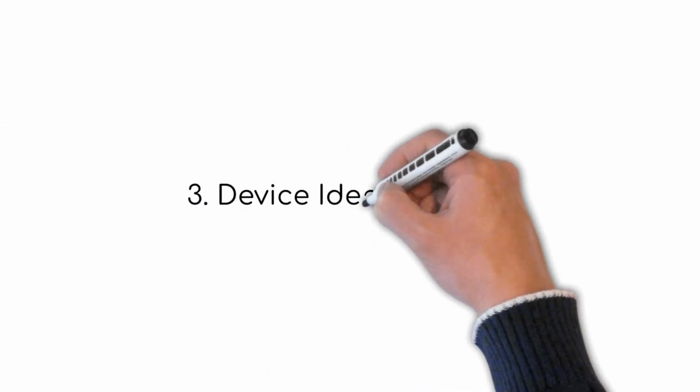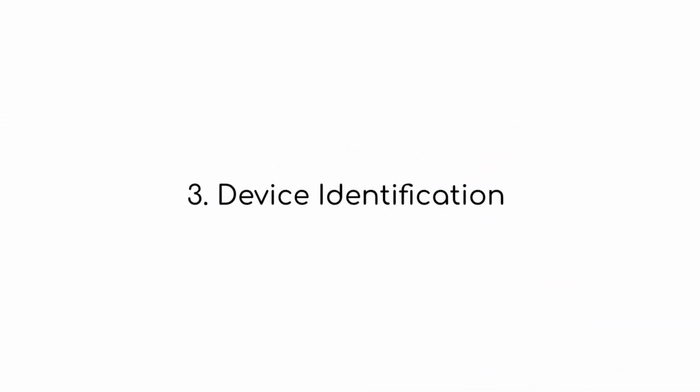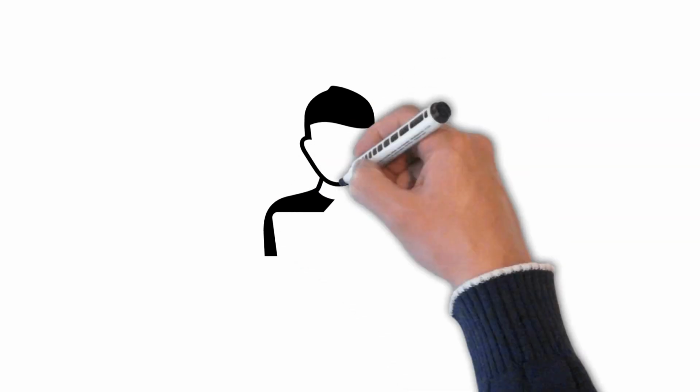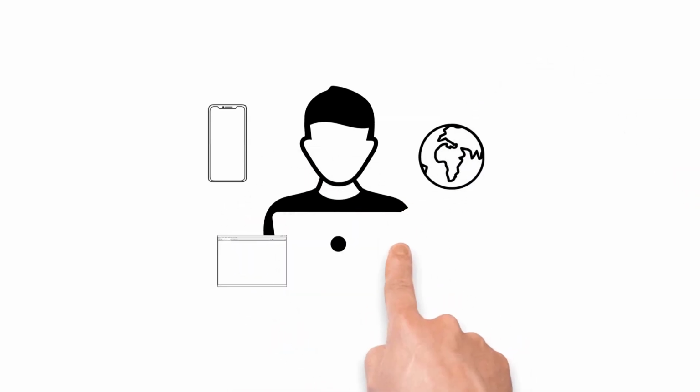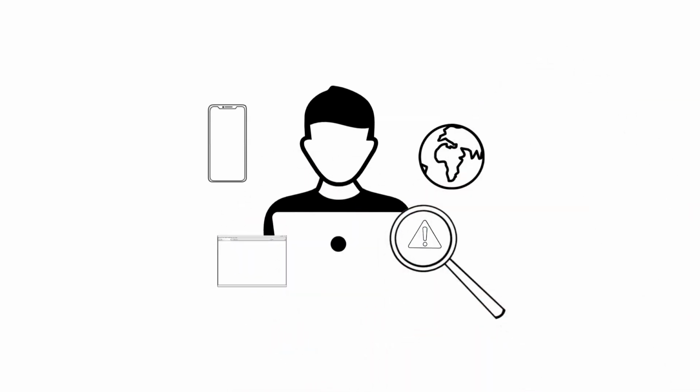3. Device Identification. The payment gateways can also identify individuals by utilizing their computer or personal device. It verifies the internet service, browser, and so on to check if the transaction is fraudulent.